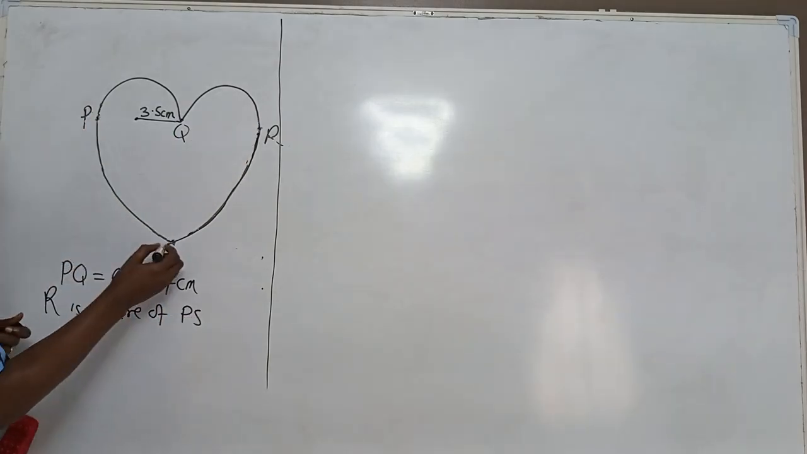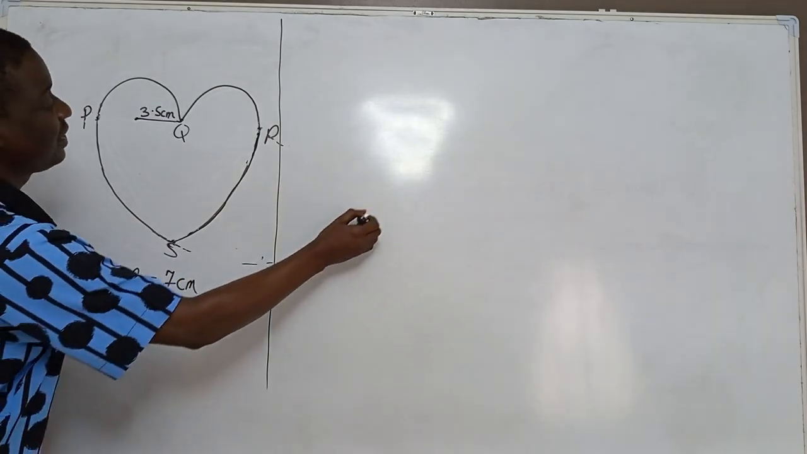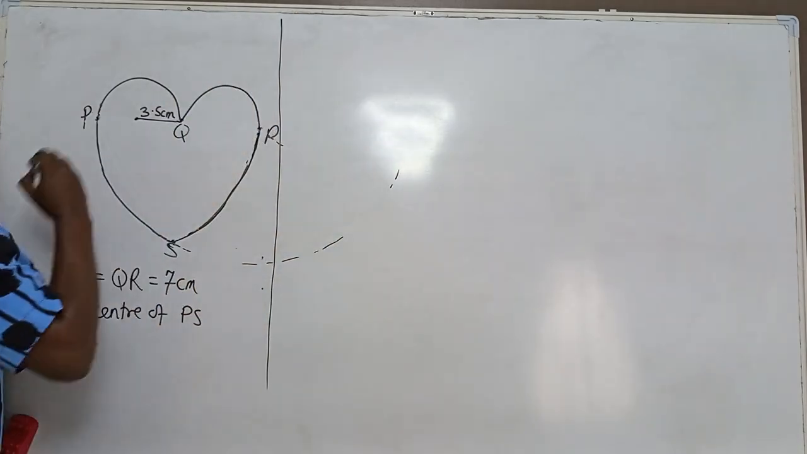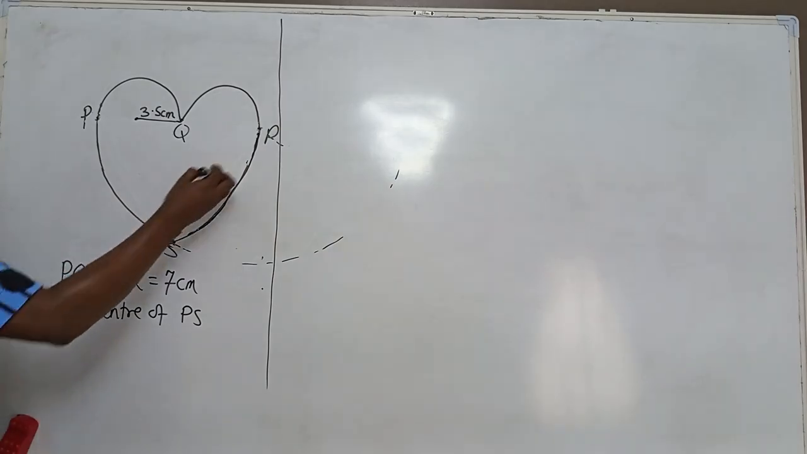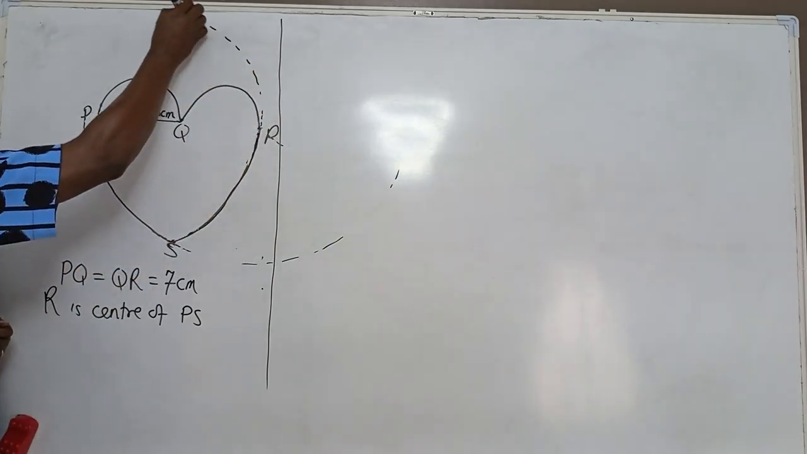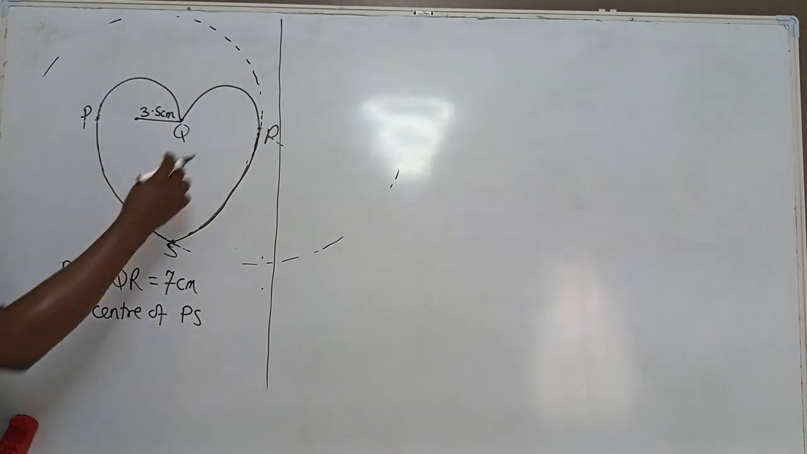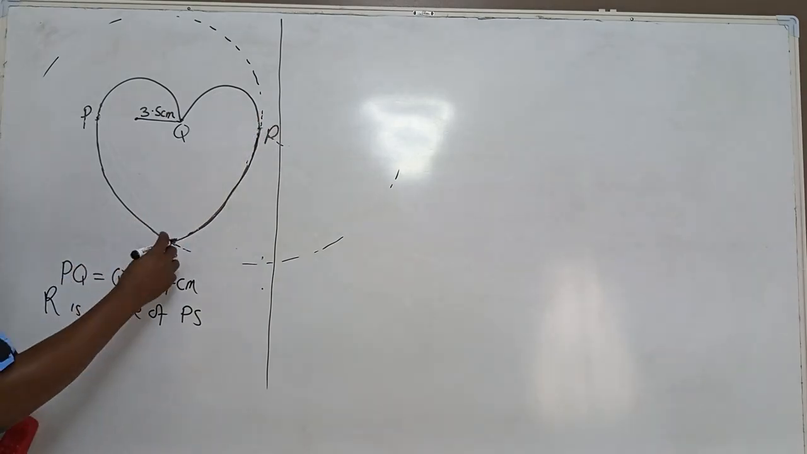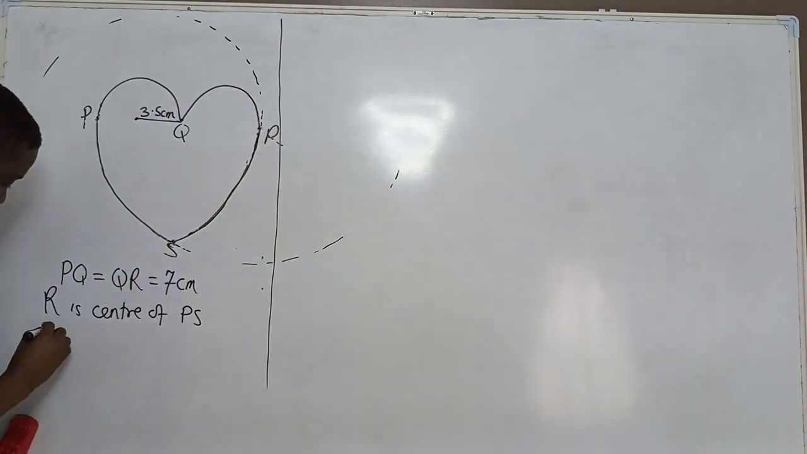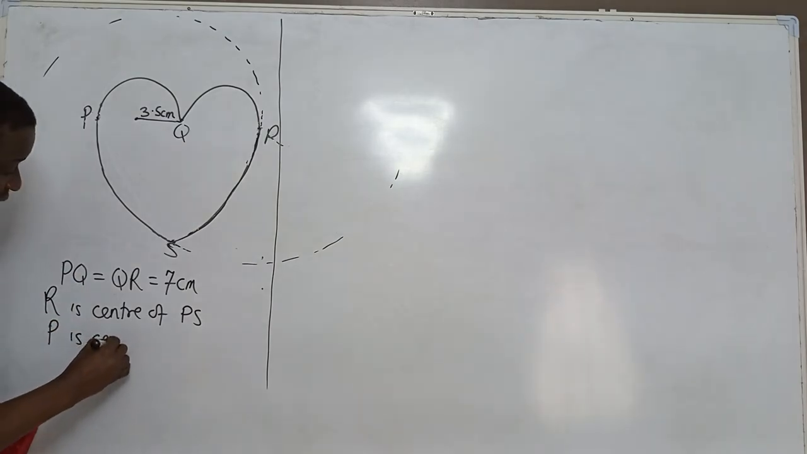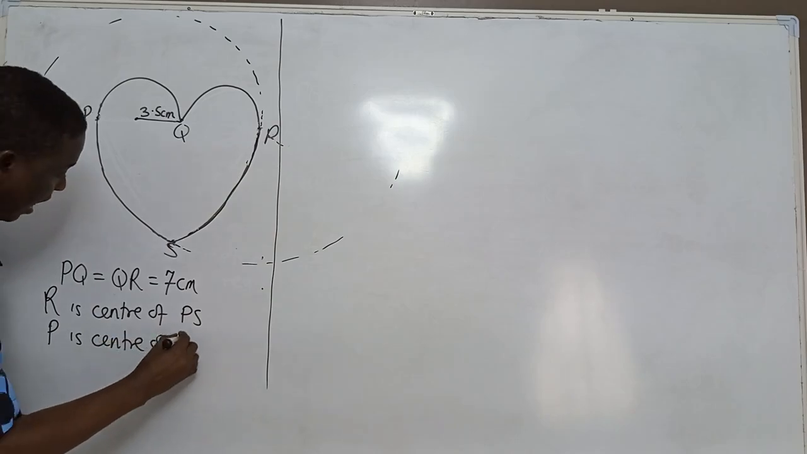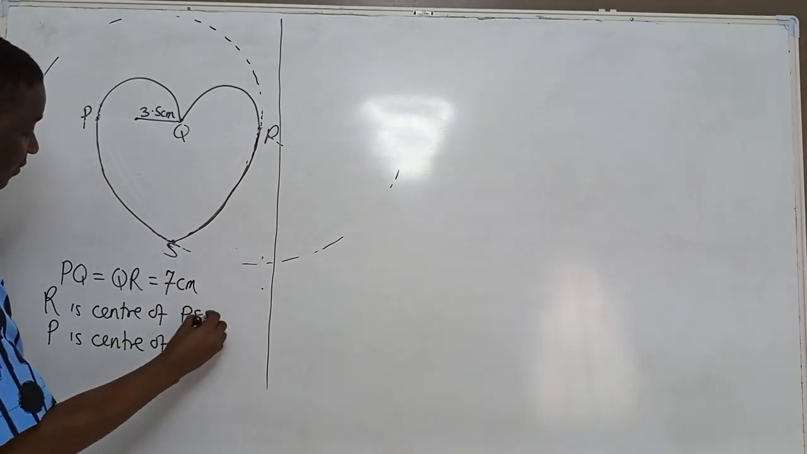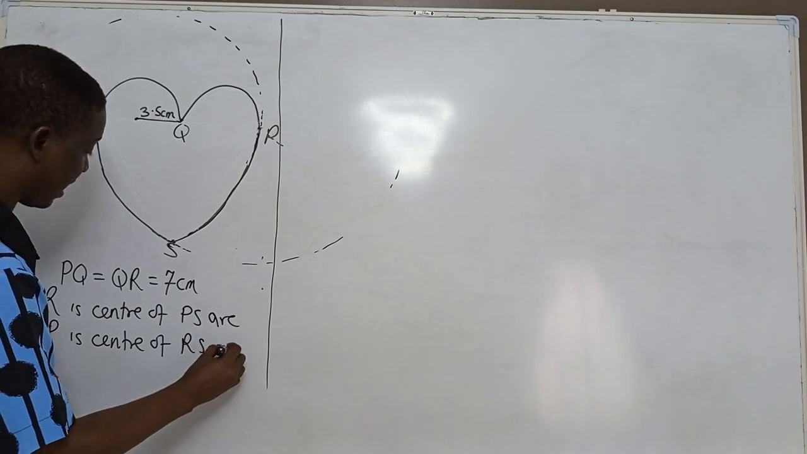This is an arc. Actually, this is a bigger circle, very big, having a center here. Then this one is also a bigger circle, having a center here. So that means PS has a center at R. Then RS has a center. P is the center of the RX arc. PS arc, RS arc.